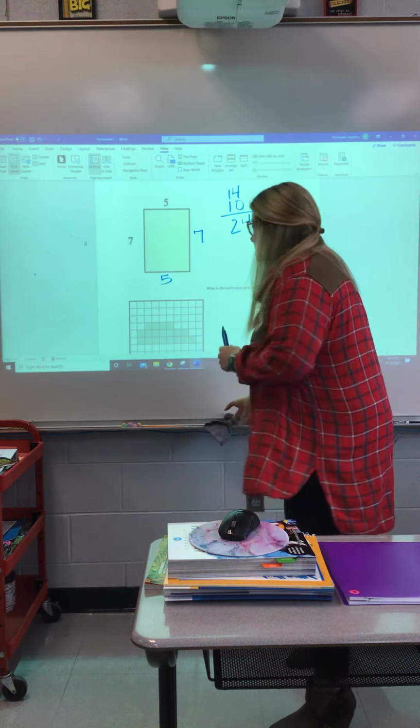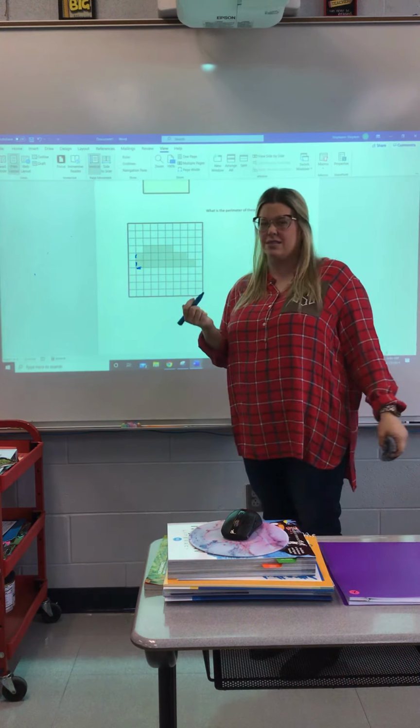Okay, now we have a perimeter that's tiled. Okay, so when we have a tiled perimeter, we look at the outside edges and count how many there are. Okay, so 1, 2. And remember, that means we might count the same square 2 times, because look, we're going to count this square here and here. So even though it's the same square, it has 2 sides touching the outside.